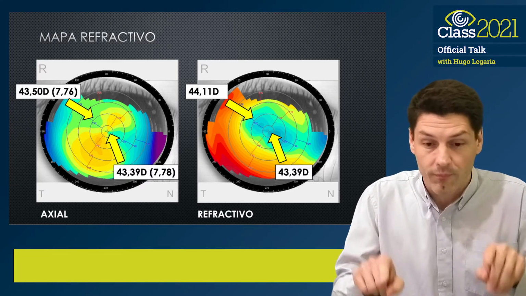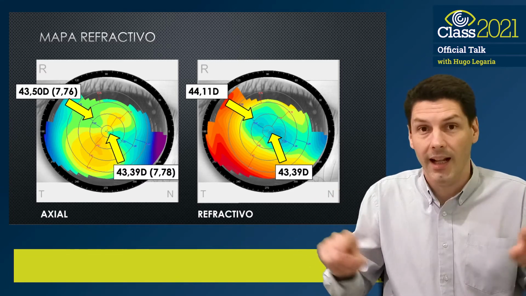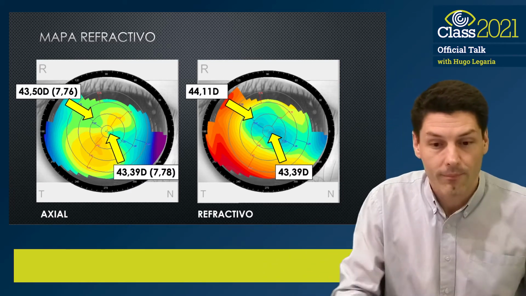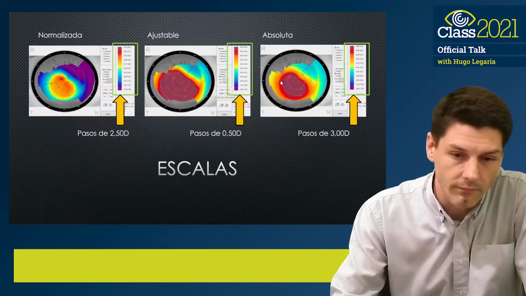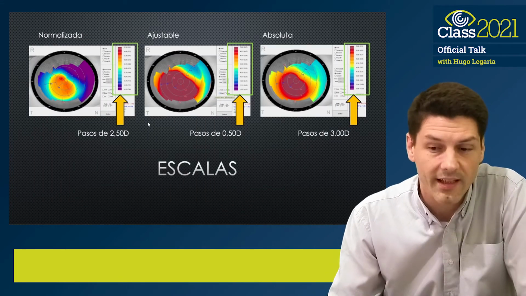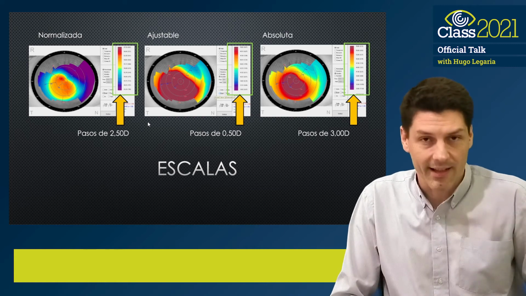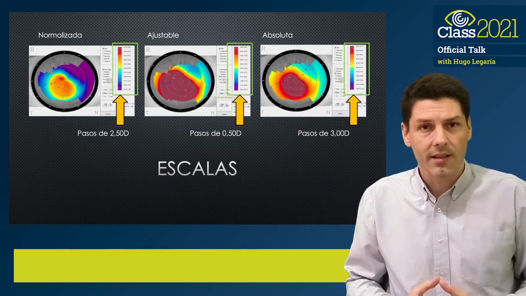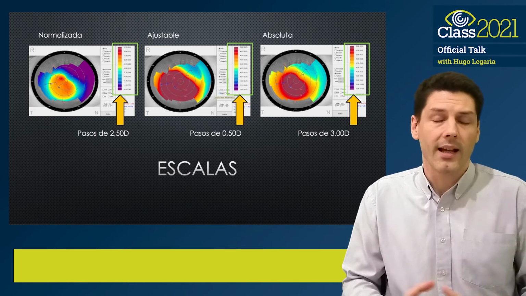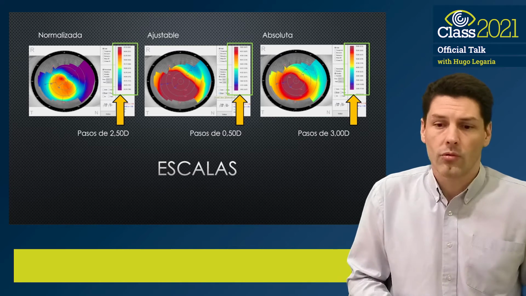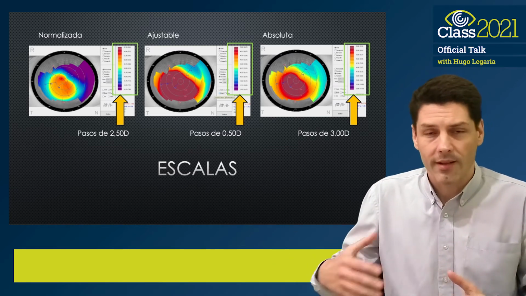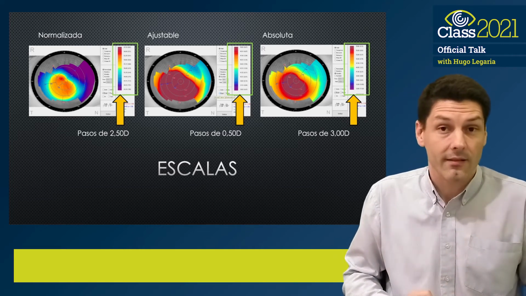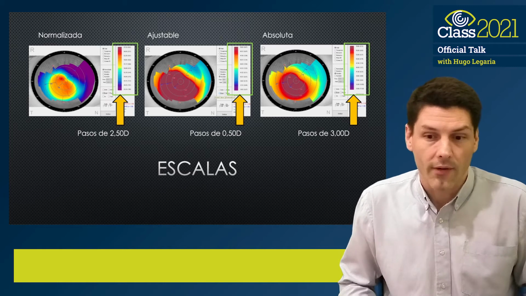And as we move away from the center, that's where we will find differences between the refractive and the axial. An important point to take into consideration is the scales. Especially if we are monitoring patients, it is important to always work with the same scale. And if we are seeing topographies of different patients and we want to make comparisons, it is always advisable to match the scales or work on an absolute scale.